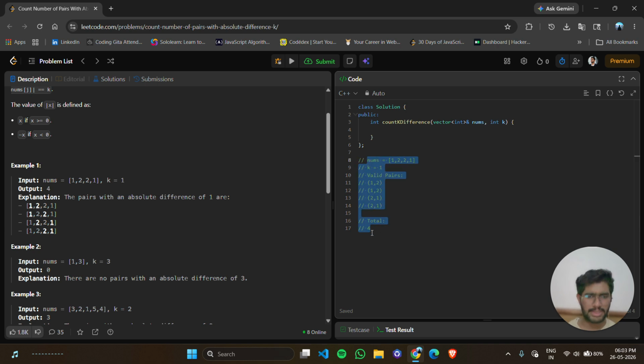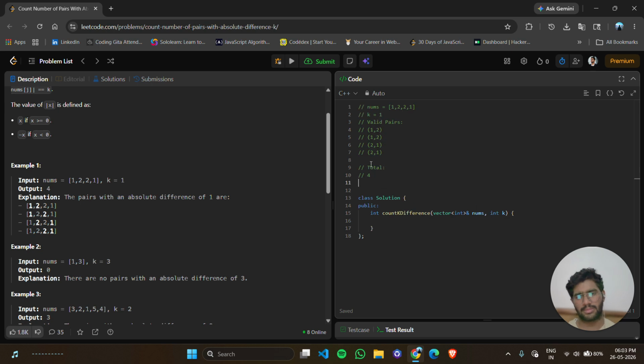So let's quickly comment this out, cut this out, and paste it right above our question. Okay, now we'll start writing our code. First, initialize count equal to 0. Now the outer loop, what will be the outer loop? It picks the first element. For that, a for loop, int i equals 0, i smaller than nums.size(), i plus plus.